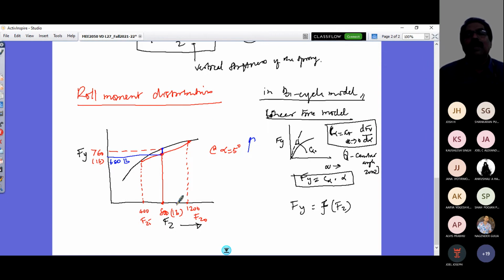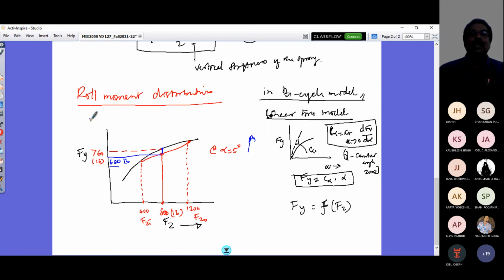The lateral load transfer would not generate the required 760 pounds. Instead, it would only generate this, and that would force the tire to go for an additional slip angle increase. That would essentially increase your Fy like that. This is the behavior.